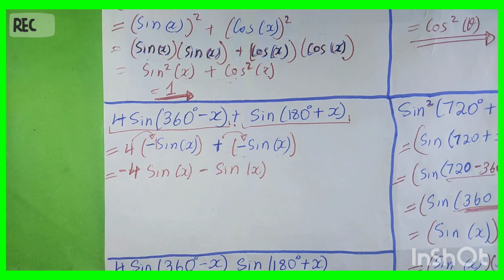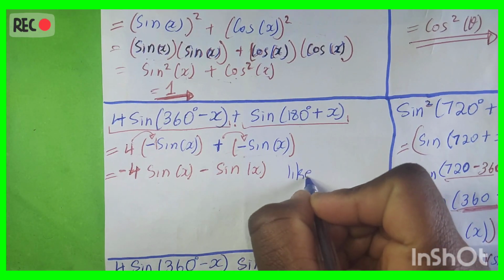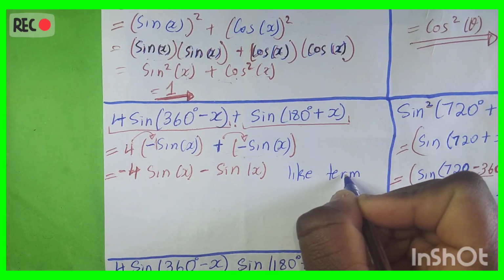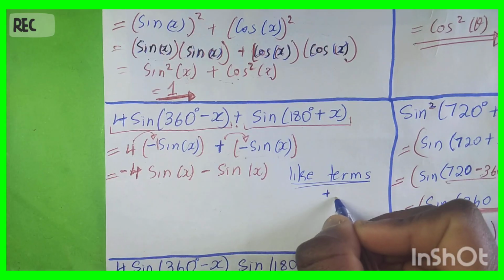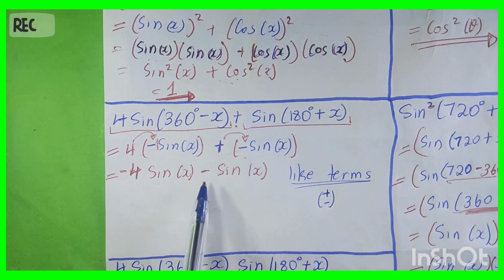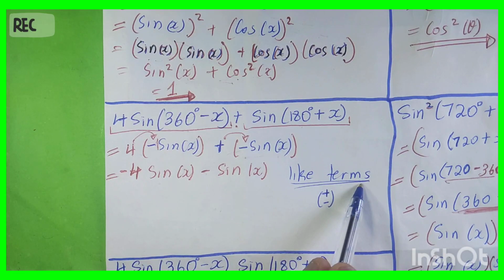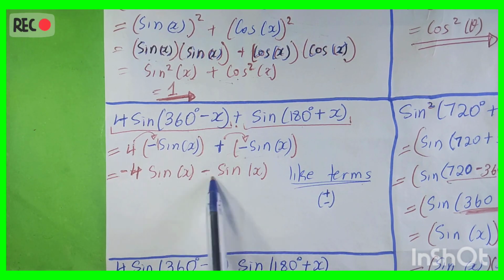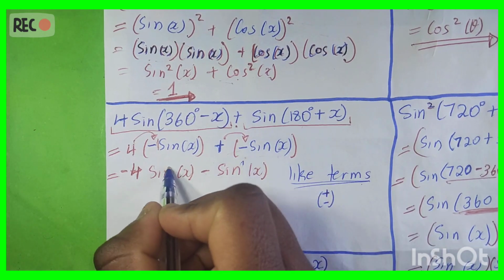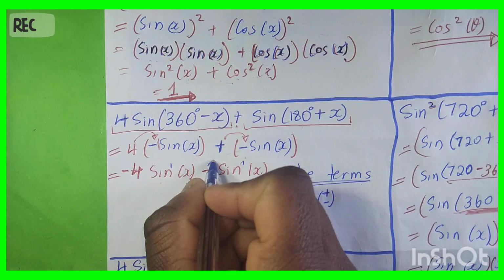Now what I need you to understand is that these two things are what we call like terms. Like terms we can find where there is plus or minus. If there is plus or minus, we look for the like terms. Like terms are those with the same base and same exponent, which is an invisible 1 there, and here we also have an invisible 1.